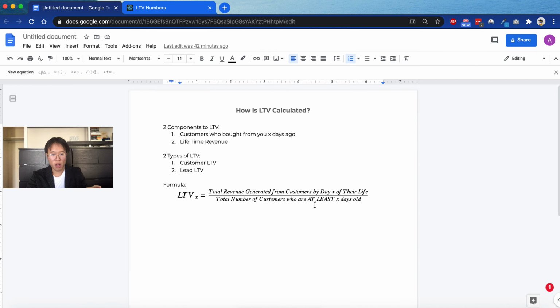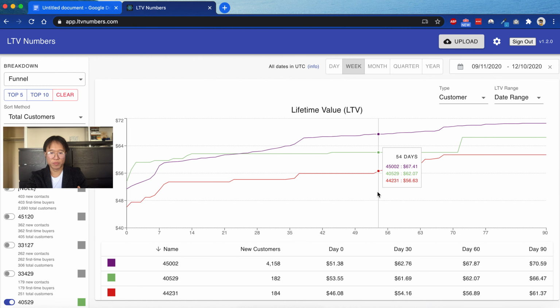Just remember, based on the formula and the components I talked about, look at how the numerator, total revenue generated from customers by day X of their life, is the lifetime revenue on day X. So now what does any of this mean, right? Intuitively, it makes more sense to look at the graph.